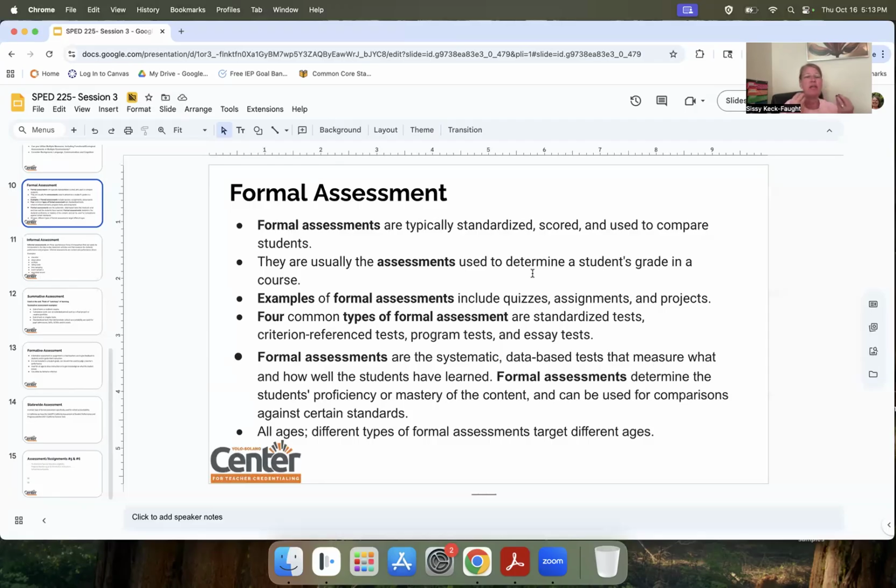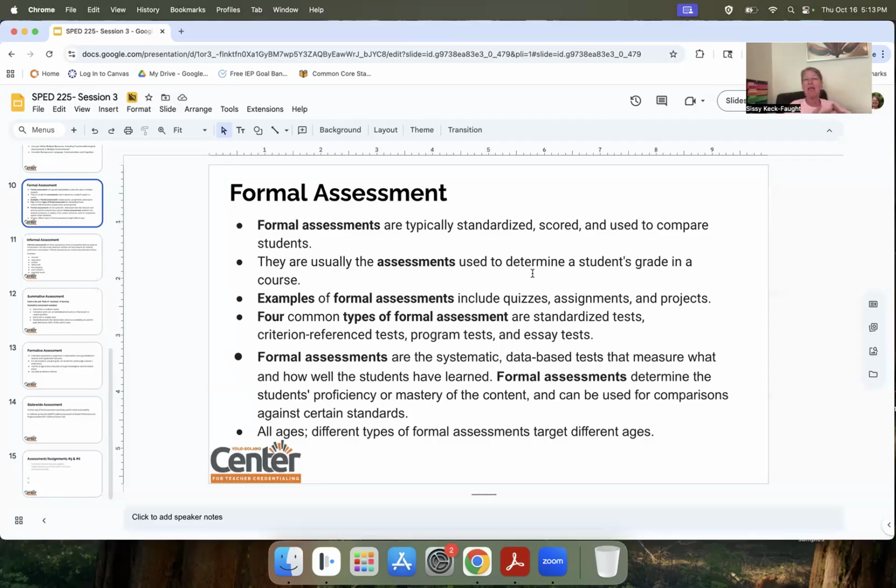A formal assessment is something that is typically standardized. You're going to score it. You're going to compare students. They are things that can be done for all different ages. Essentially, they could be something that you're using in a classroom setting. So it could be something like an assessment at the end of a chapter, something that you are going to be using to move forward. So it is a big test, if you will.